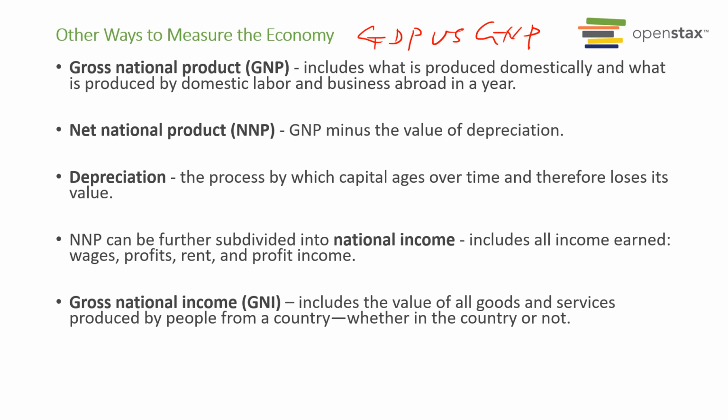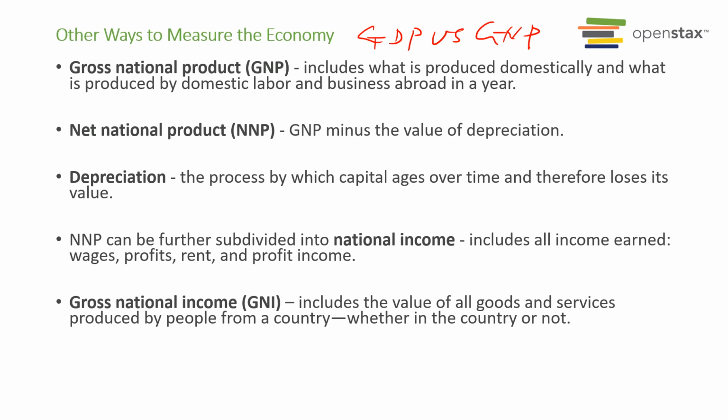And GNP is also known as our gross national income. So gross national income includes the value of all goods and services produced by the people from a country, whether they're in the country or not. So GNP is very closely related to our GNI, gross national income. Now for America, we don't think too much about the difference between GNI and our GDP, because most Americans tend to reside in the country.